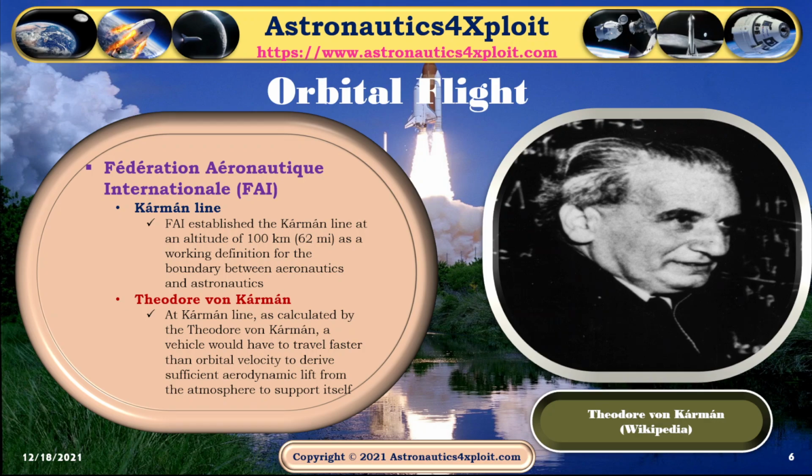The Fédération Aéronautique Internationale, FAI, established the Kármán line at an altitude of 100 kilometers as a working definition for the boundary between aeronautics and astronautics. At the Kármán line, as calculated by Theodore von Kármán, a vehicle will have to travel faster than orbital velocity to derive sufficient aerodynamic lift from the atmosphere to support itself. The picture here shows Theodore von Kármán.